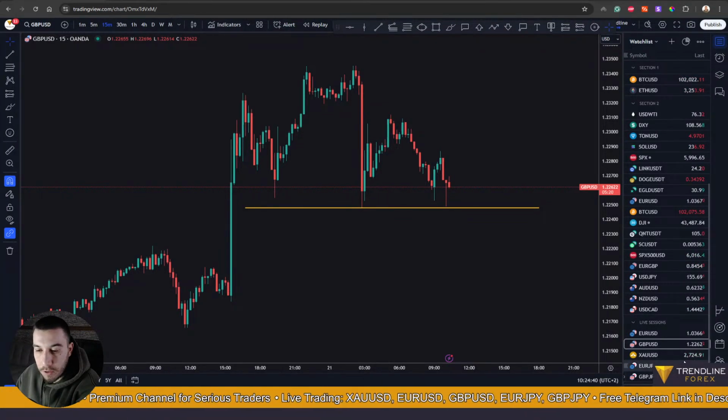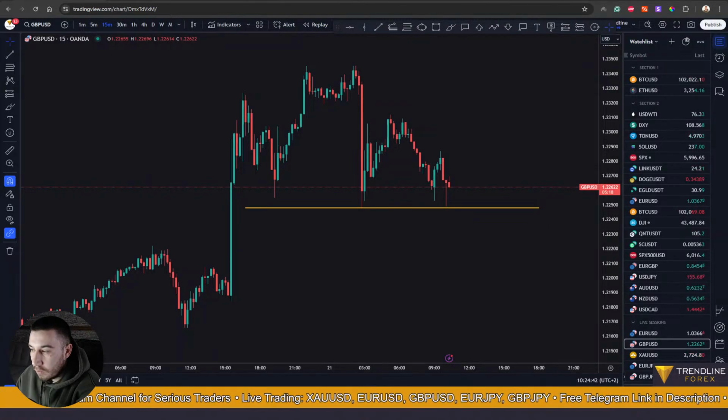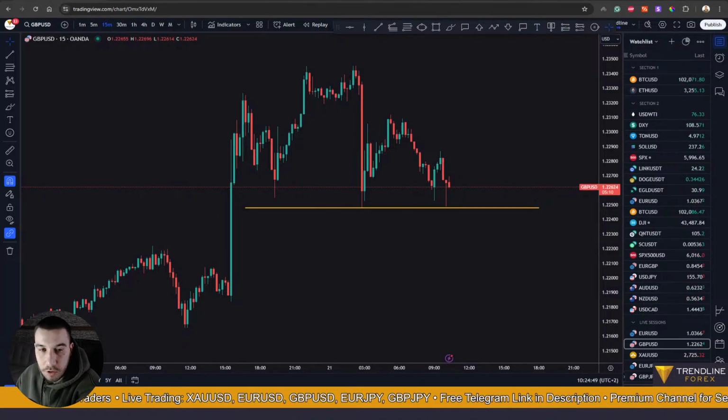Yeah, kind of a slow price action today. May get a bit more movement later on, especially during the US session.